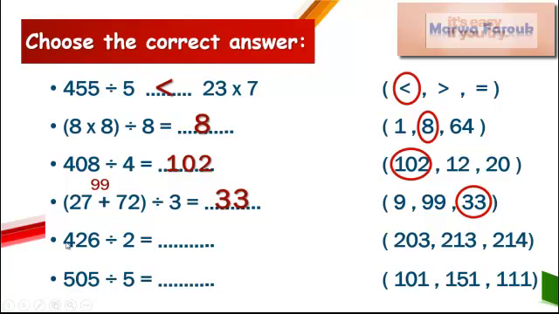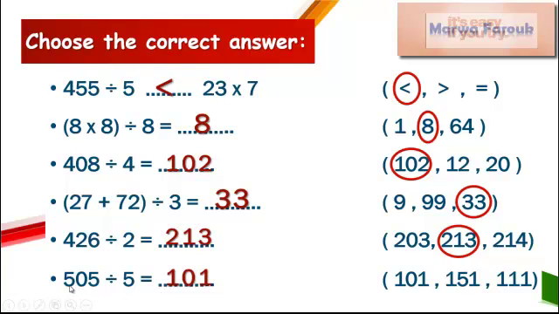Next one. 4 divided by 2 equals 2, and 2 divided by 2 equals 1, and 6 divided by 2 equals 3. So we got 213. Put a circle around it. The last one, 505 divided by 5. 5 divided by 5 equals 1. 0 divided by 5 equals 0. And 5 divided by 5 equals 1.